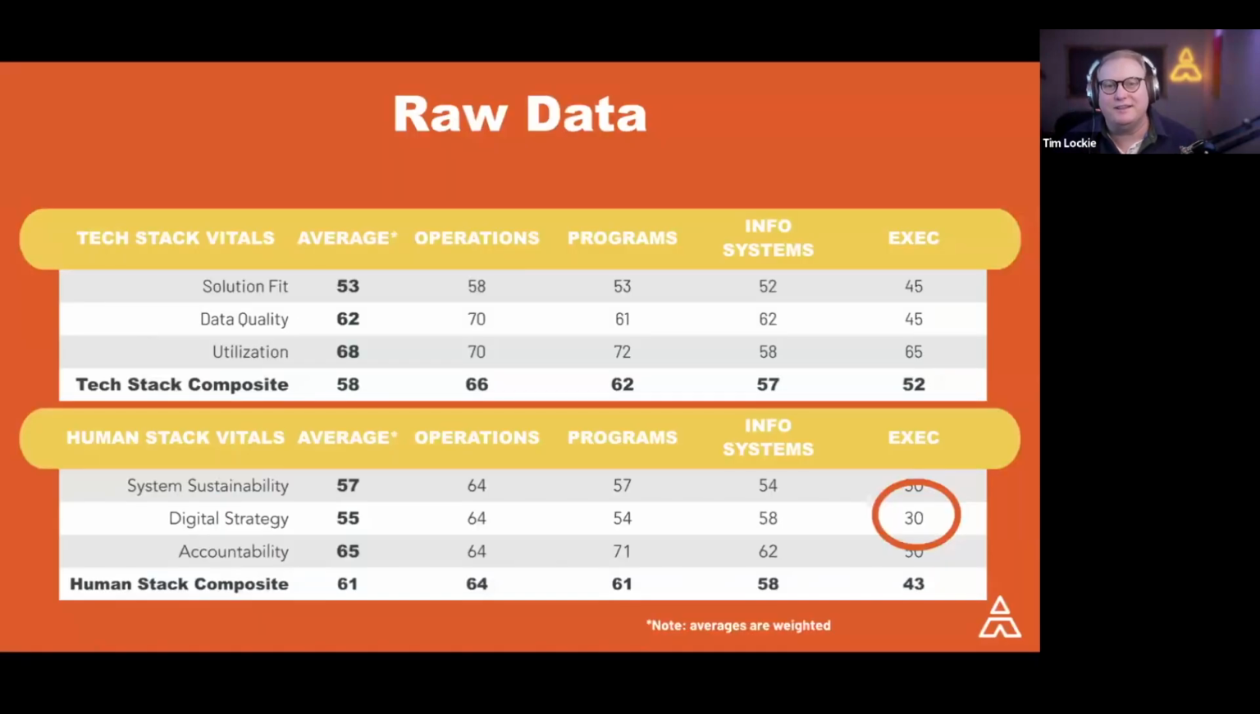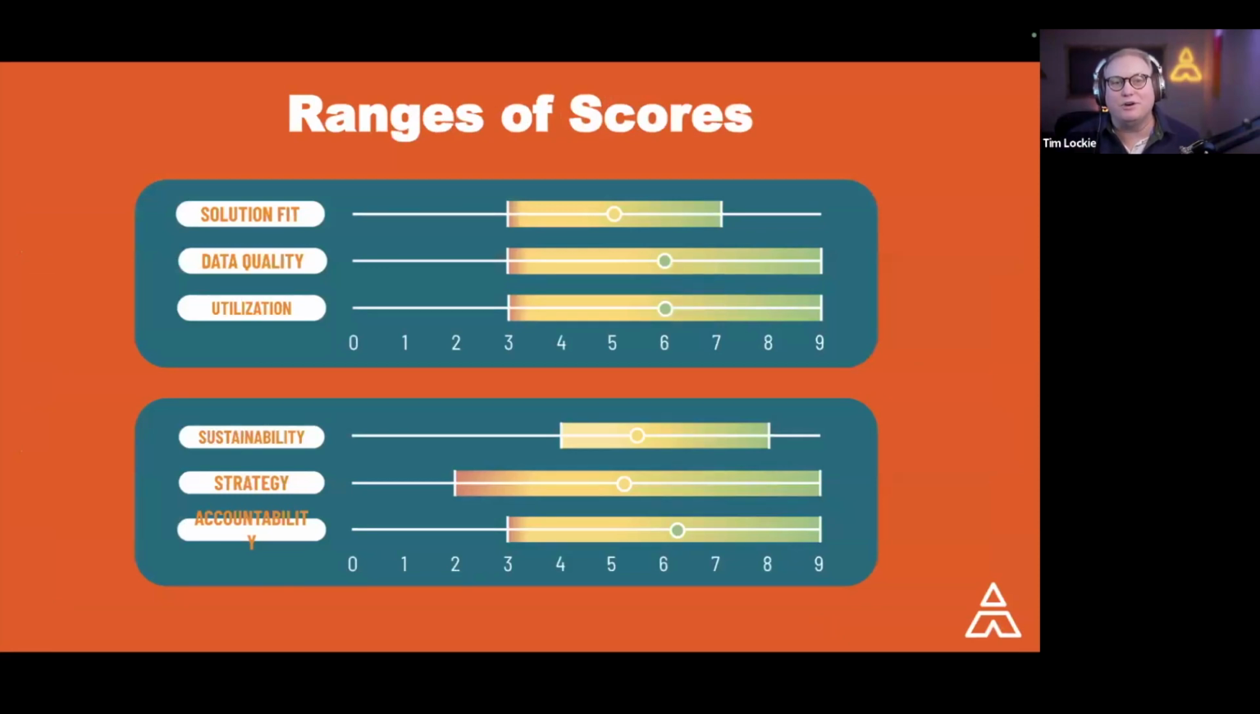The reason I was saying that is that the lowest score for all of the metrics we took was from their executive team on digital strategy. And that's the team that's supposed to be making the digital strategy. So when I saw that, I thought, that's really telling. Also, when I looked at the range of scores, you could see there's a lot of variance here. People are not agreeing even on what the problem is.